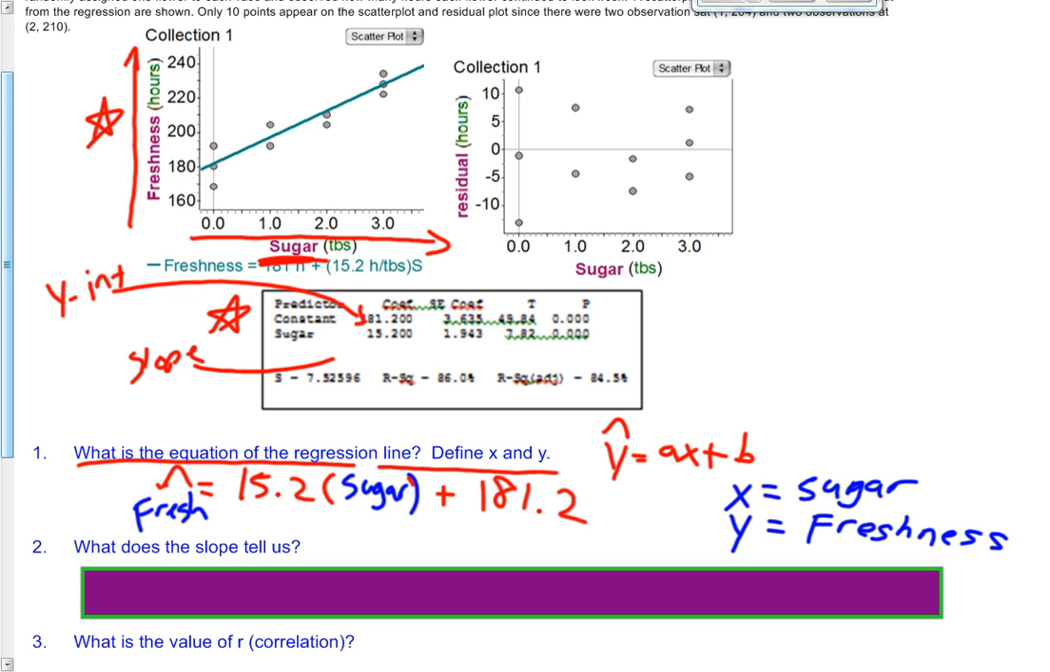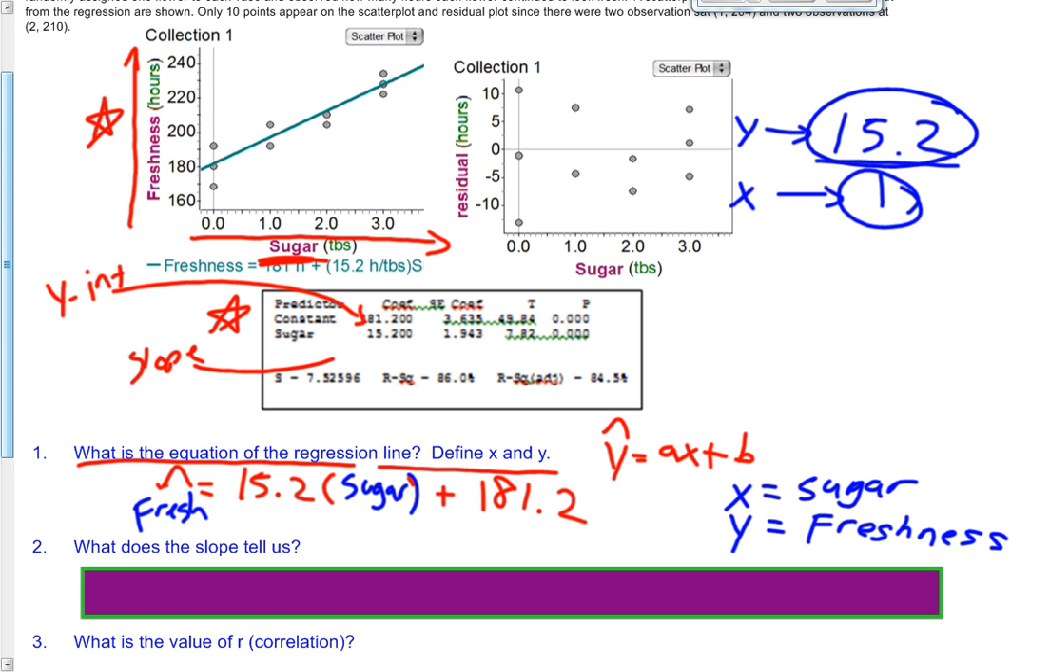What does the slope tell us? Well, the slope is 15.2. We always put the slope over 1. So this is the x variable, the change in x, and this is the change in y. So as x increases 1, we would predict that y increases 15.2. So as sugar increases, y increases, and the y variable is freshness.